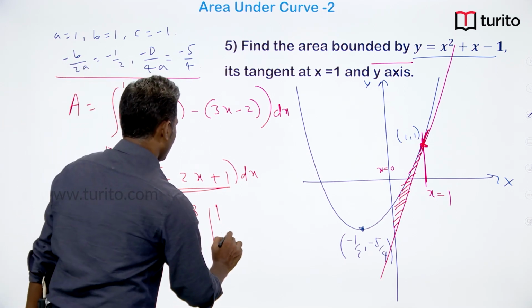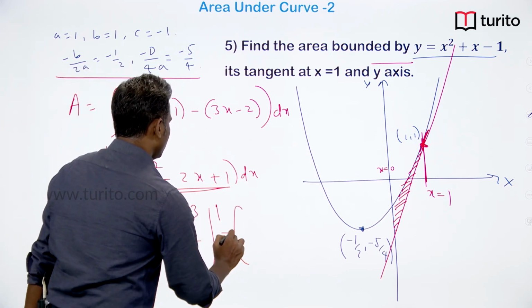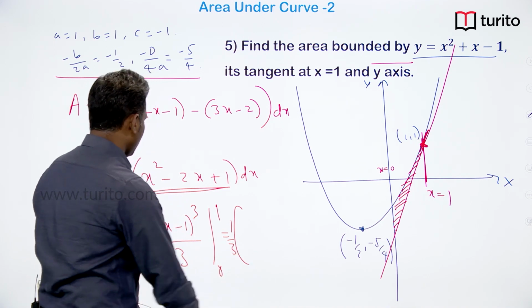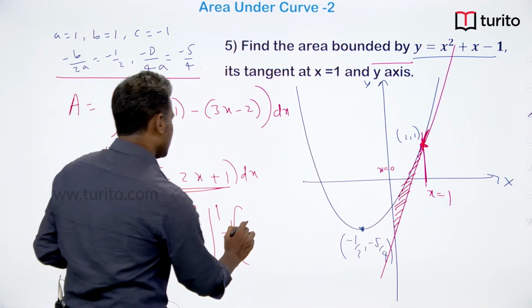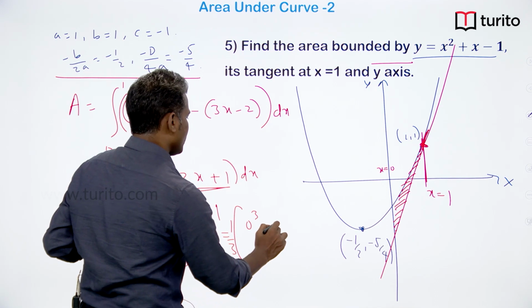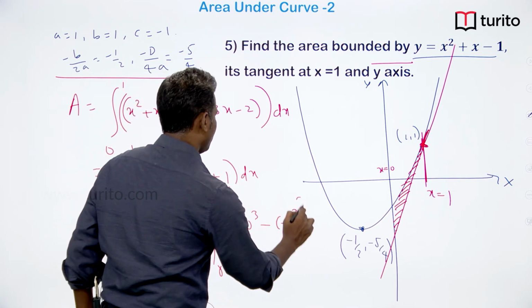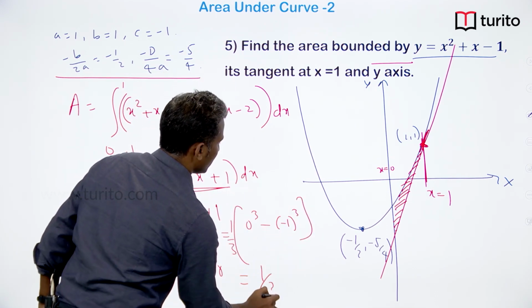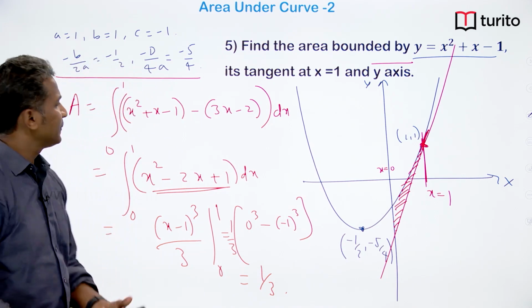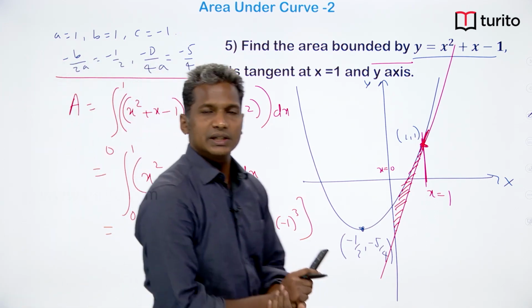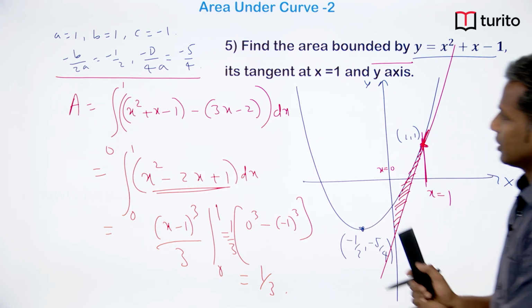So let's see what happens. So when we put 1 by 3 is outside, so when I put 1, it becomes 0 cube. When I put 0, it becomes minus 1 cube. So overall we are getting 1 by 3 as the answer. Okay. So that way we can evaluate this integral. Okay. Come on, make a note of this.